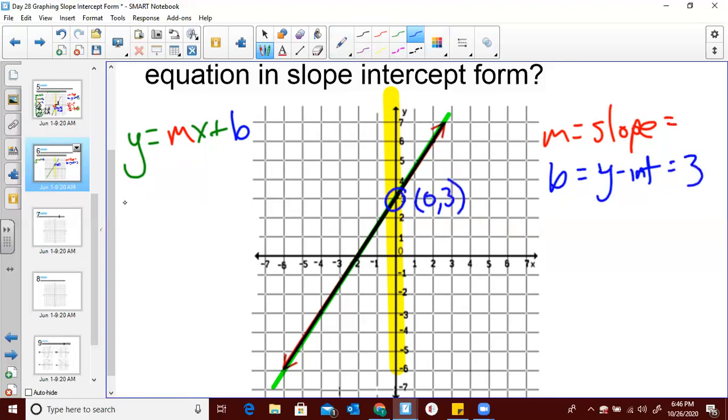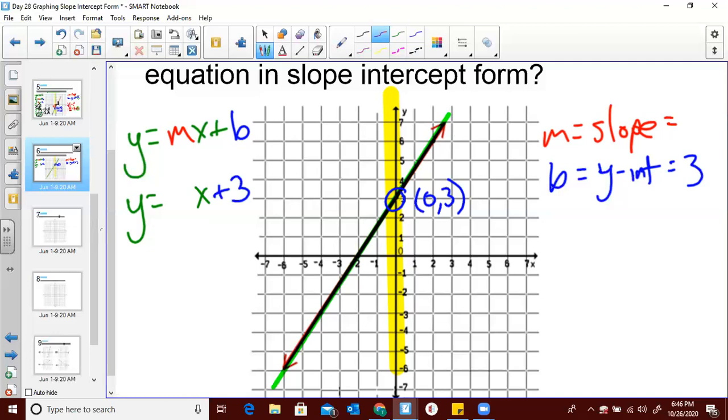So I'm going to go ahead and start filling this out. So I have y equals, x is going to stay there. My y-intercept is positive, so I will still have a +3, as opposed to the previous one where it was negative. And now I need to find my slope.